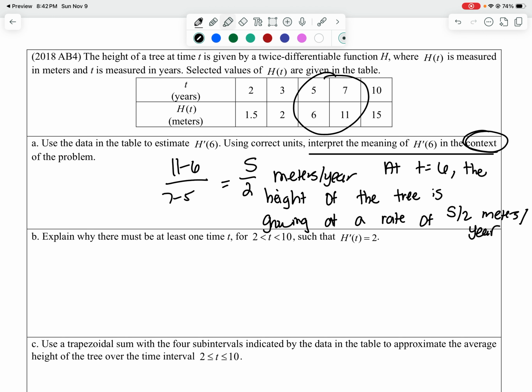Emphasis on my three things. I have my noun, the height of the tree. I have my unit, meters per year, and I have my time. Time t is equal to 6 years. 1 point was for the average rate of change, and then 1 point was for my context.